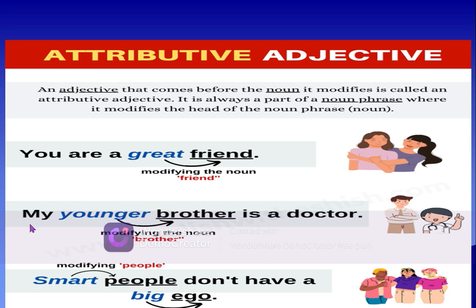Look at the next example. My younger brother is a doctor. So younger is an adjective. What kind of adjective is it? It is an attributive adjective because it is used before a noun.